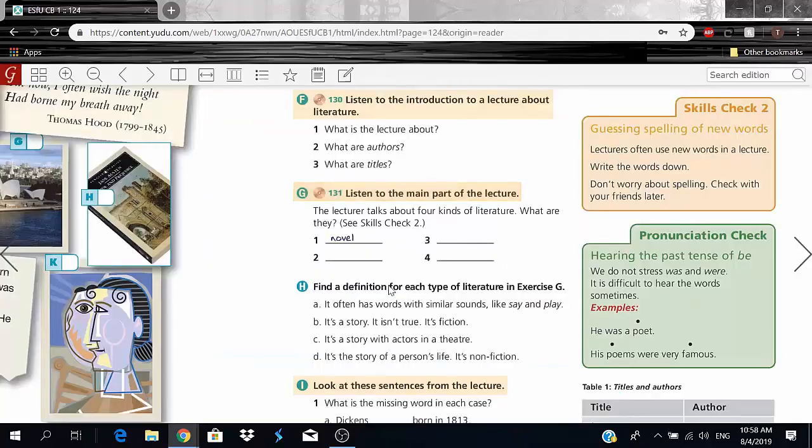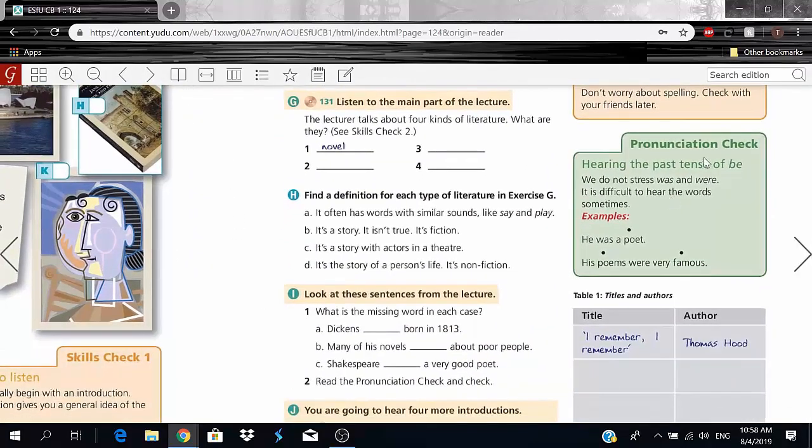Now let's move on. Here we have our pronunciation check: hearing the past tense to be. This is actually important. We do not stress was and were. You remember the verb to be is: is, are, and am. But we do not stress was and were, the past tense of to be, because it's difficult to hear the words. So for example, when I say "he was a poet," I don't focus on was. I don't say "he WAS a poet." I say "he was a poet." Just scroll through it.